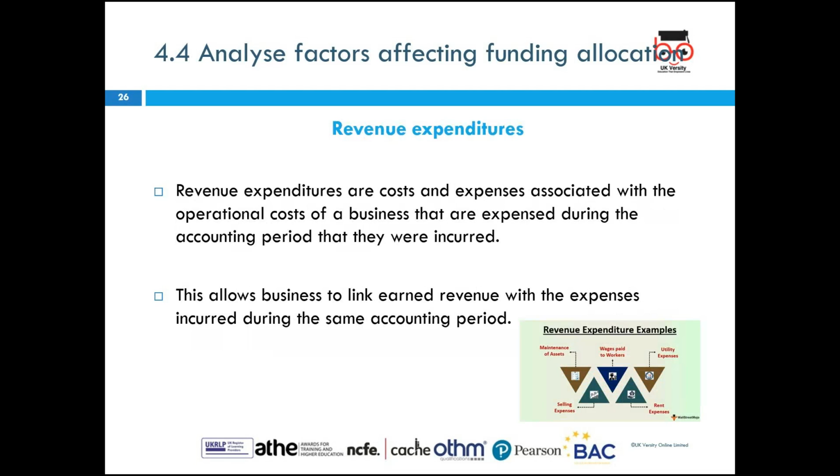Then you've got revenue expenditures. Revenue expenditures are costs and expenses associated with the operational costs of a business. So this is what happens on a day-to-day basis, how much it costs you to run that business. And these are expensed during the accounting period that they were incurred. You might have heard of the accounting period where everyone's rushing around trying to do their taxes from April to April. So normally that is the general accounting period. But sometimes some companies, depending on when they formed, will have a different accounting period. This revenue expenditure allows businesses to link their earned revenue with expenses incurred during the same period. So they can say, I've earned 20,000, but I've actually spent 17,000 of that. So they're not going to get taxed for that 17 grand because it's already gone back into their business, hasn't it?